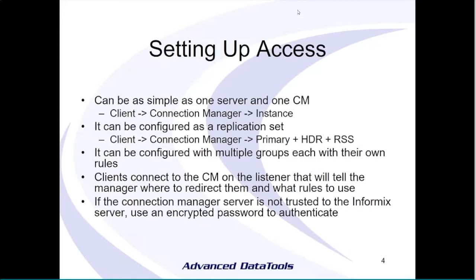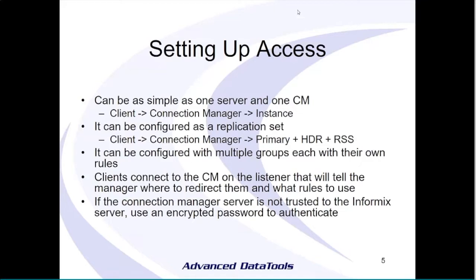So, setting up access. We're going to cover a little high-level ground here on it, and then we're going to dig into all the different configurations and configuration settings. To actually set it up, the simplest way is to just have it be a middleman. So your client connects to your Connection Manager, which goes to your instance and tells the two to talk together. So it's just one instance, one client, with Connection Manager sitting in the middle.